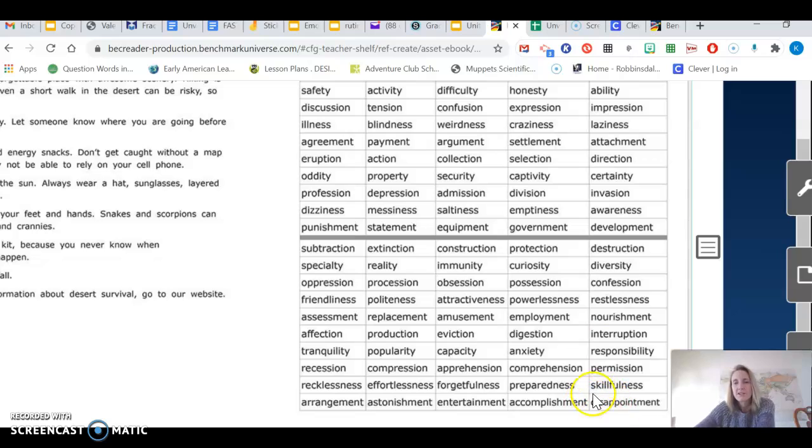All right, fifth graders, go ahead and practice reading through this list a couple of times, and then have one other person time you at least once and see how many words you can read within 1 minute.